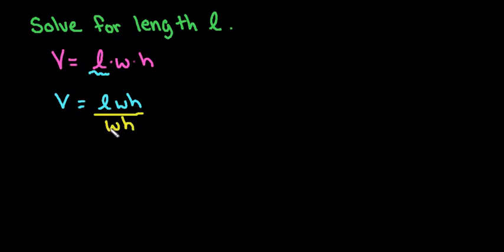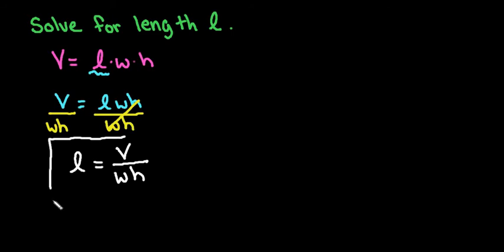And since we're dividing the right side by width and height, we must also, in order to keep it balanced, divide the left by both width and height. So these would cancel out, leaving length by itself. And so we would end up with length equals the volume divided by the width times the height.